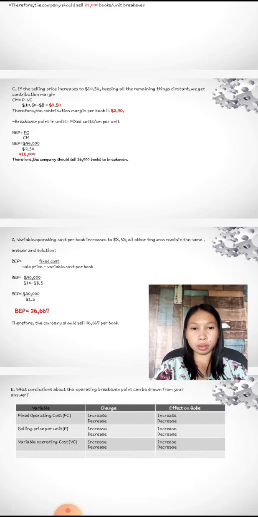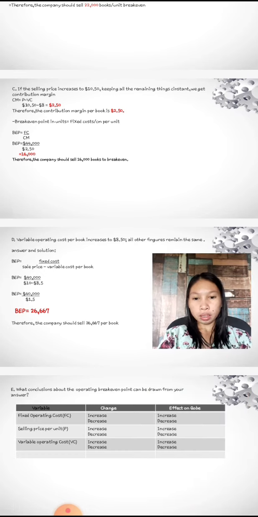The variables are the fixed operating cost, FC, the selling price per unit, P, and the variable operating cost, VC. When the fixed operating cost increases, the effect on the break-even quantity is an increase, and when it decreases, the break-even quantity decreases. When the selling price per unit increases, the break-even quantity decreases, and when it decreases, the break-even quantity increases. When the variable operating cost increases, the break-even quantity increases, and when it decreases, the break-even quantity decreases. So that's all, and thank you.